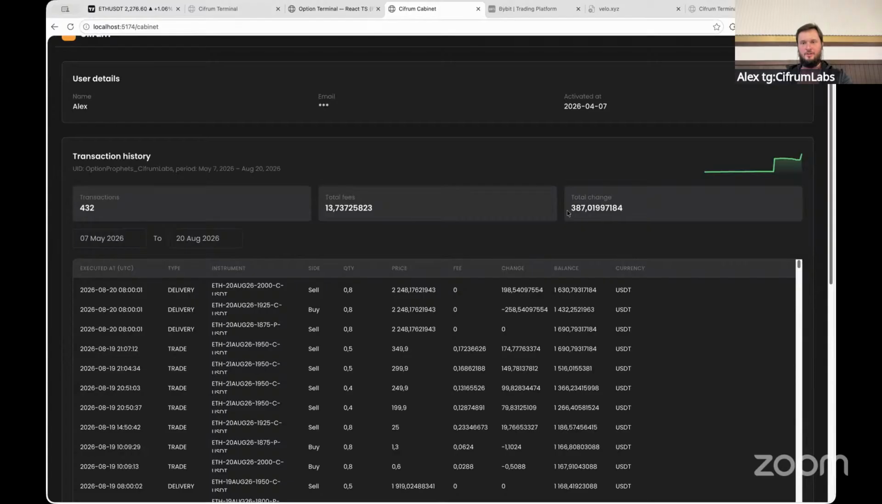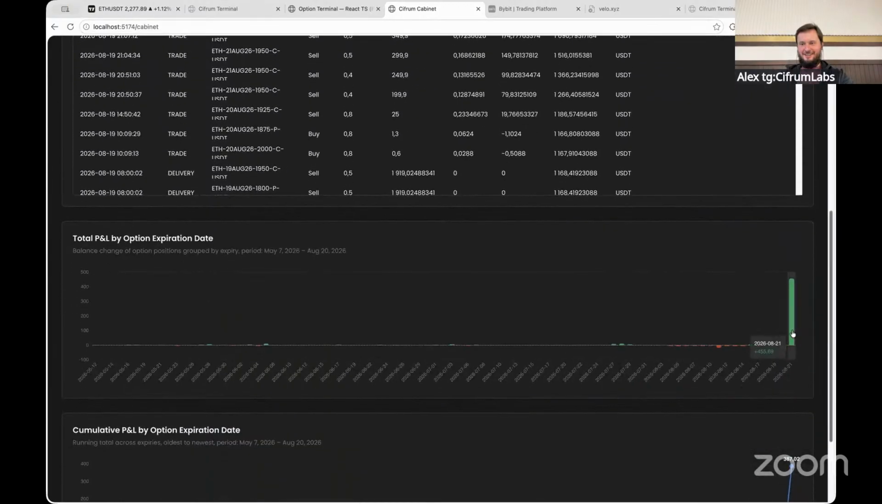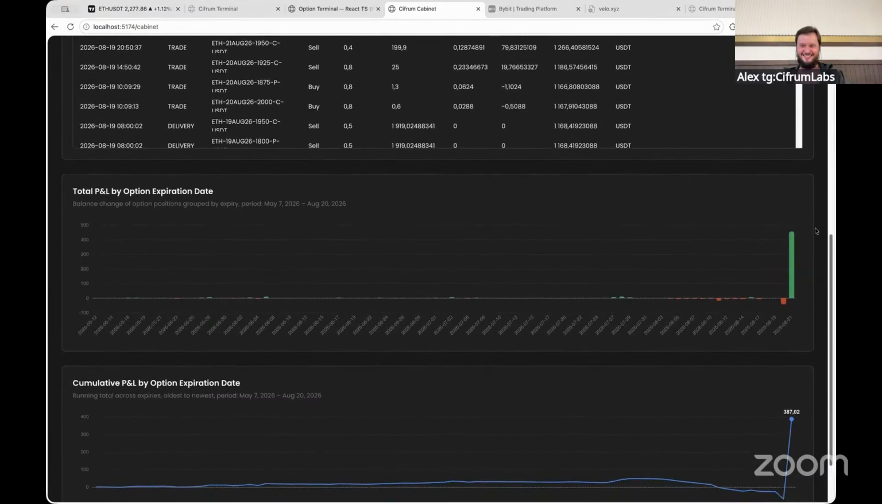So the chart has become absolutely uninformative. Do you remember yesterday we had like minus 80 or so dollars? Now we have almost 400. So this is plus $400. And the PNL chart seems uninformative. So it is amazing, yes.